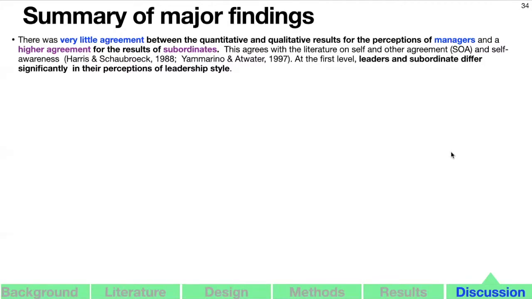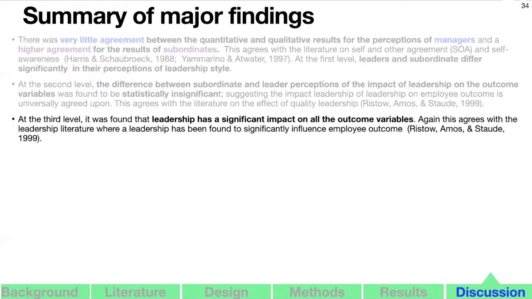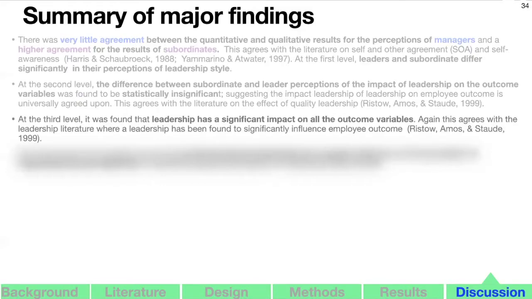And at the first level of research, subordinates differ significantly in their perceptions of leadership style. And then at the second level, the difference between the perceptions of leaders and followers of the impact of leadership on the outcome variables was statistically insignificant, as we have seen in the results. And at the third level, leadership has a significant impact on all outcome variables, as we have seen in the results section as well.